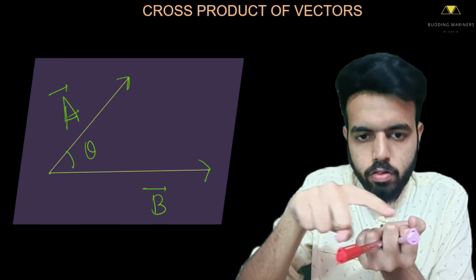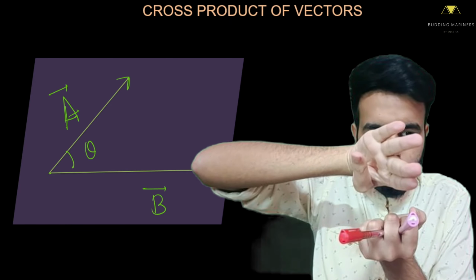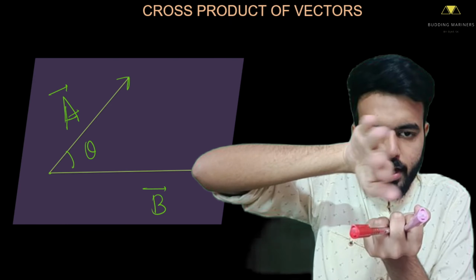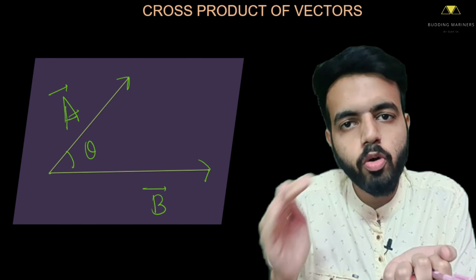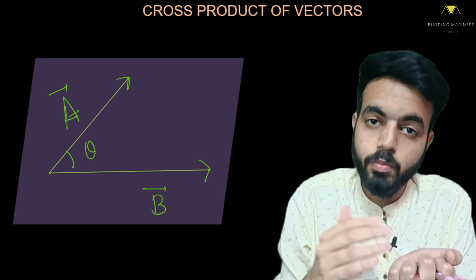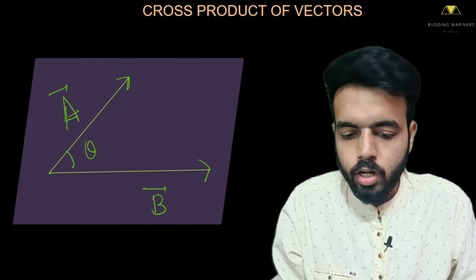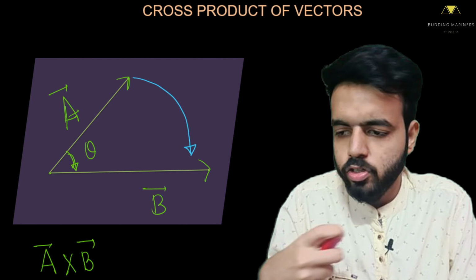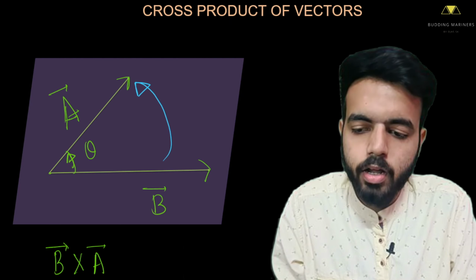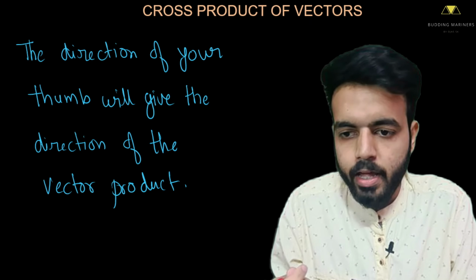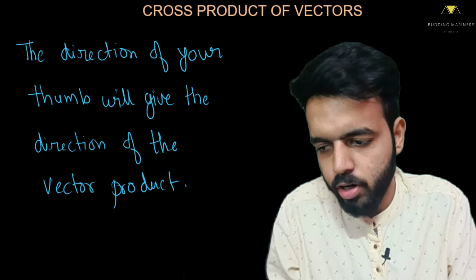If you do B cross A, suppose I want B cross A. So fingers from B to A. So this. Where is the thumb going? Thumb is going downwards. So B cross A is going to be downwards to this plane. A cross B is going to be upwards to this plane. So this is how we calculate the direction. So for A cross B, go from A to B. For B cross A, go from B to A. Okay. Direction of the thumb will give direction of the vector product.